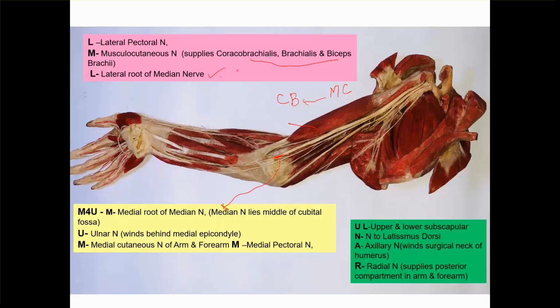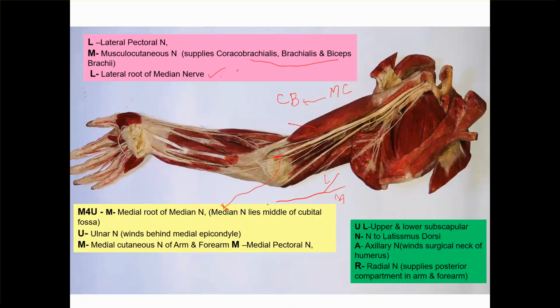If you trace it up, you will see a Y-shaped structure. It is formed by the medial root of median nerve and the lateral root of median nerve. The lateral root is coming from the lateral cord, and the medial root is coming from the medial cord.